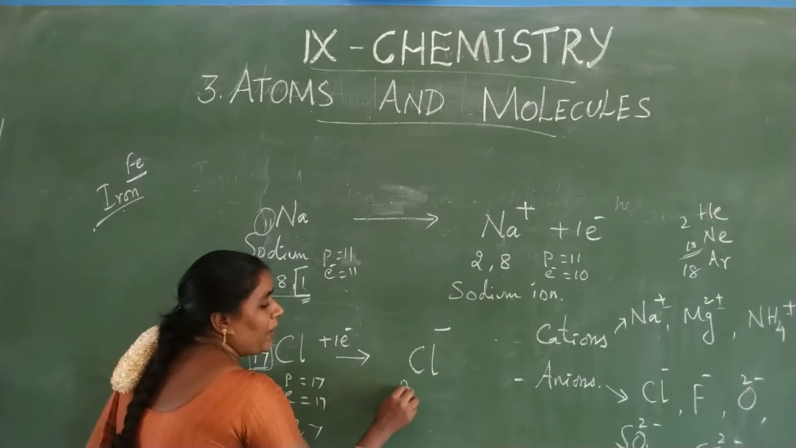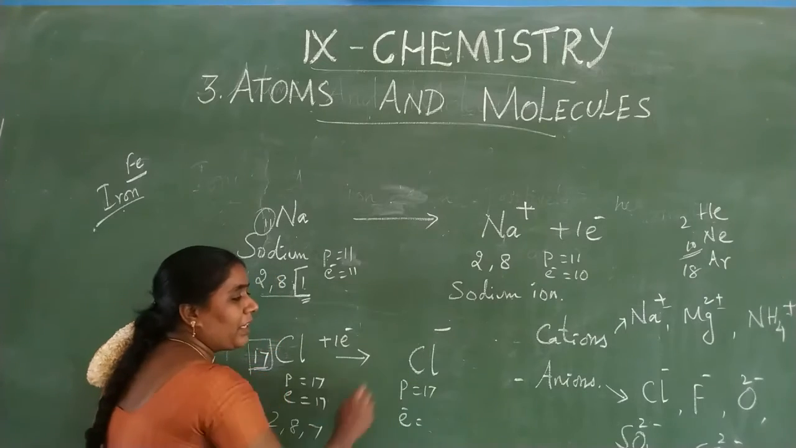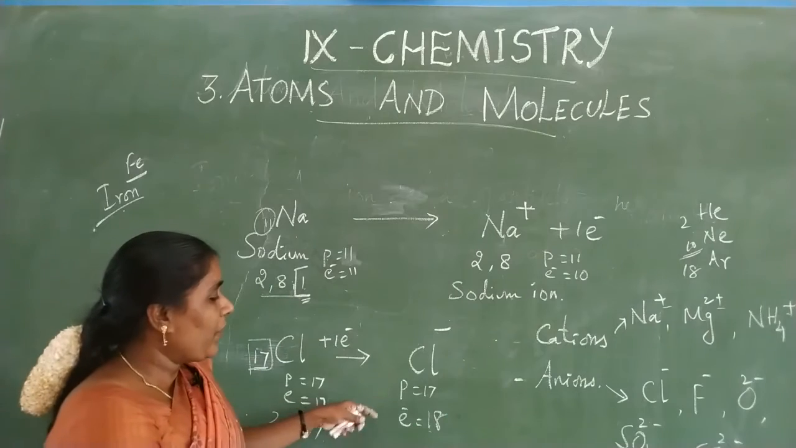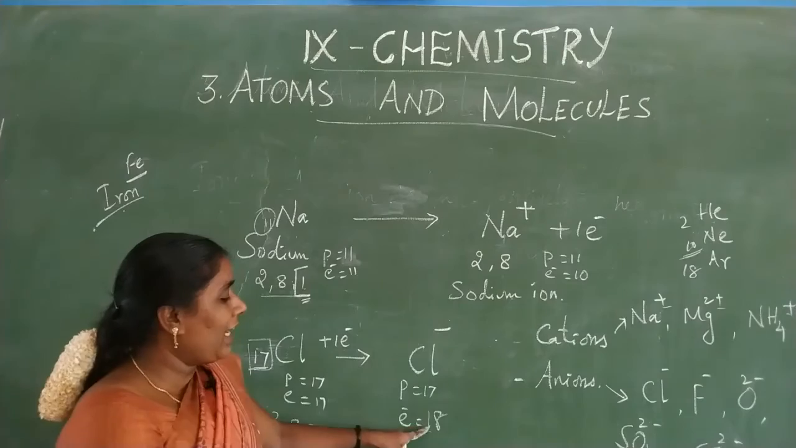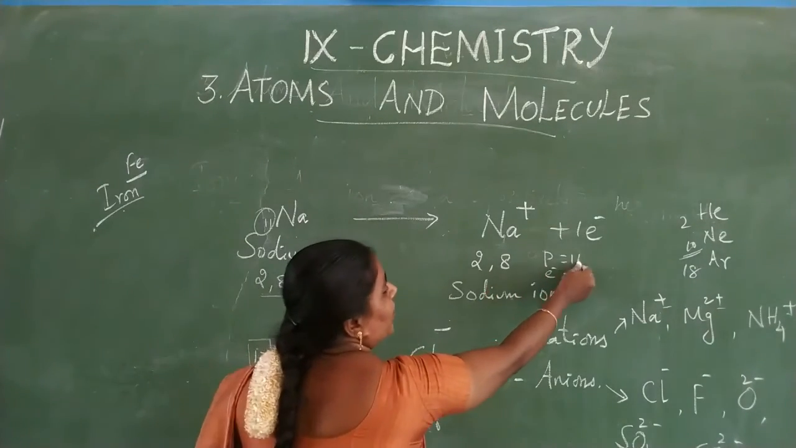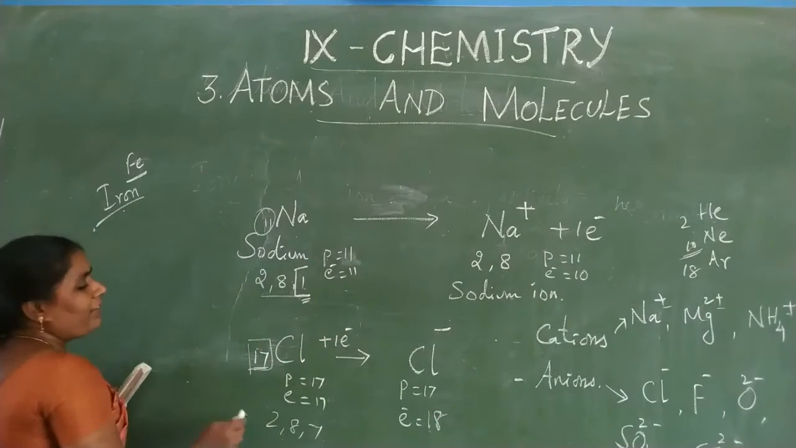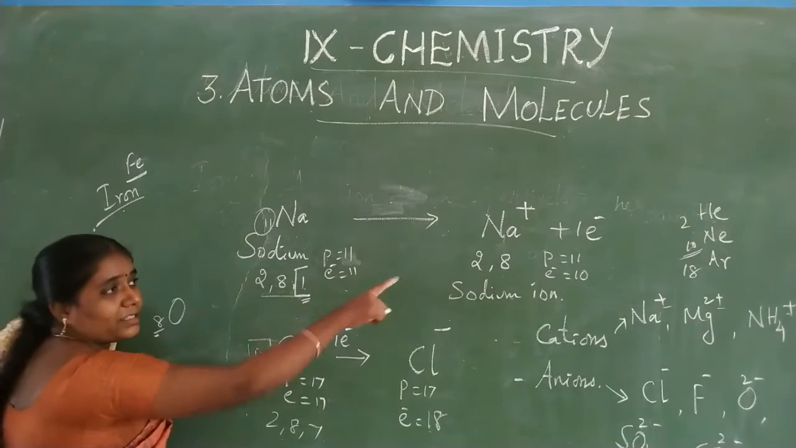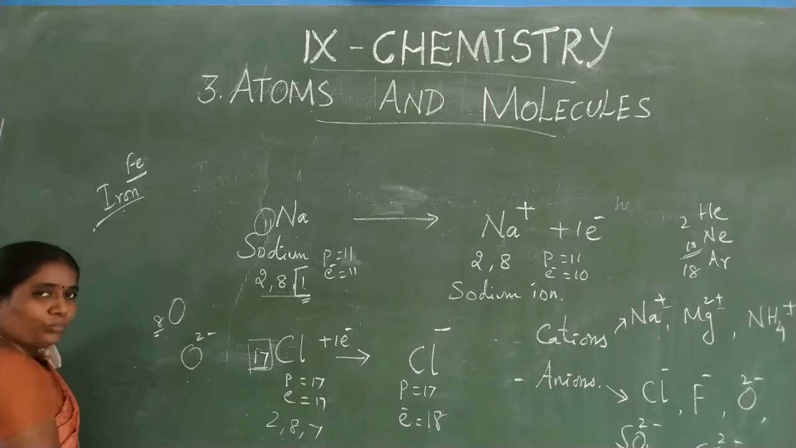Now already 17 protons are present, and electrons are already 17, but with the gain of one electron, the total number of electrons is now 18. You know very well protons are positively charged particles and electrons are negatively charged particles. So one electron is extra, so one charge is extra. Same like this thing here, where one proton was extra, so it got a positive charge. Similarly, oxygen has 8 electrons and the nearest stable state is near, so it needs 2 more electrons, so it will get O2 minus.